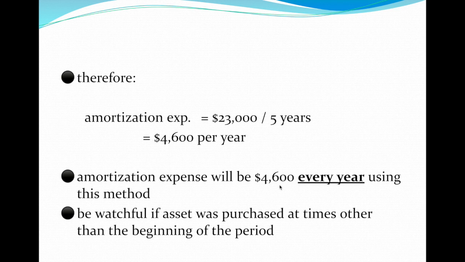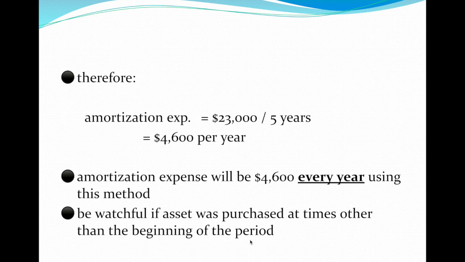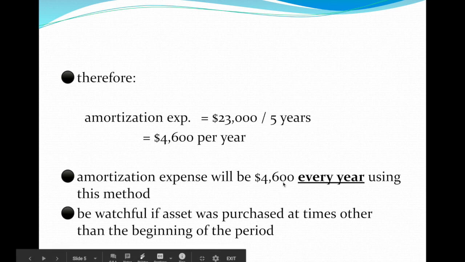So with the straight line method, this cost is incurred every year until the asset's useful life has ended. Now, the thing to watch out for with this method is that when we're talking about annual expenses, such as the annual amortization expense, we're talking about the fiscal year. Usually, it's almost never going to happen that you're going to buy an asset at the start of the fiscal year. So when that happens, the amortization expense for the first year will not be $4,600.